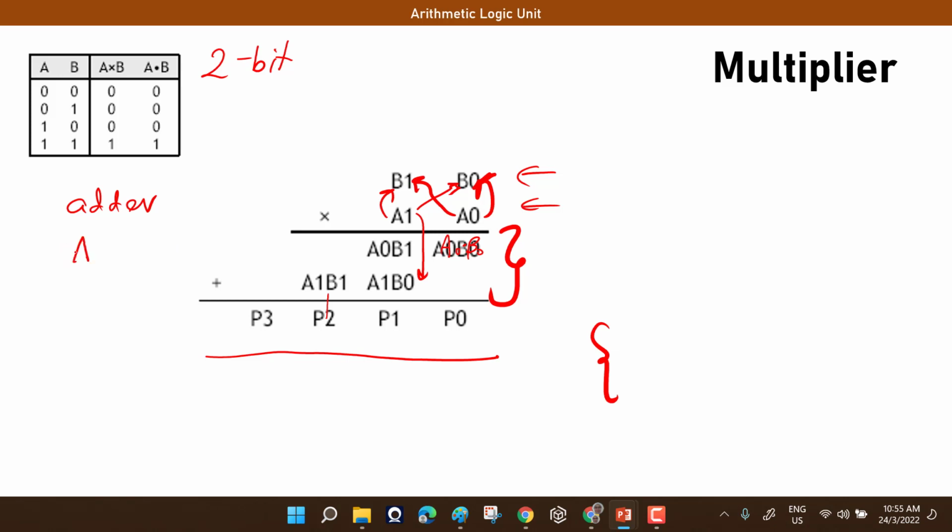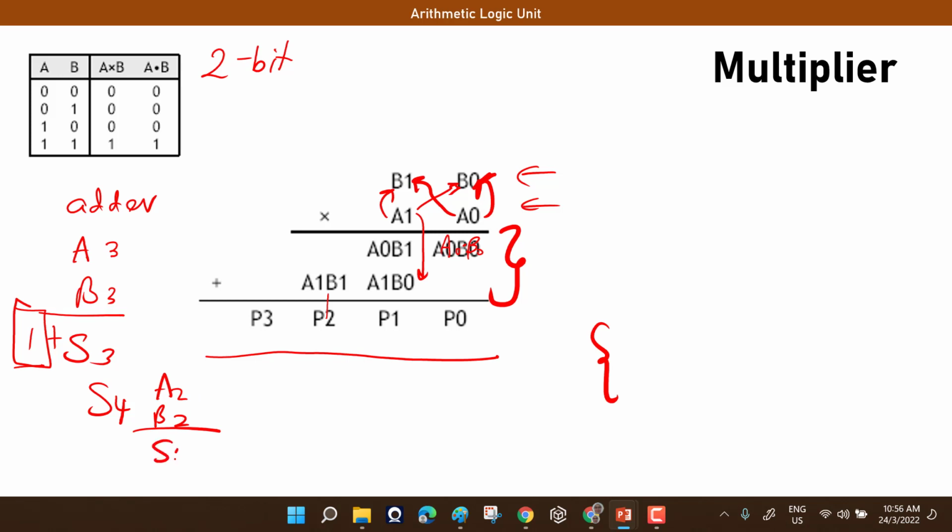Let's say you have A plus B. If A is 3 bit, B is 3 bit, your sum here will always be 3 bit plus 1. It needs to be at least 4 bit because it needs to cater in case there is a carry out. But for multiplication, if A is 2 bit and B is also 2 bit, the general rule of thumb is 2 multiplied by 2. The product should be at least 4 bit.